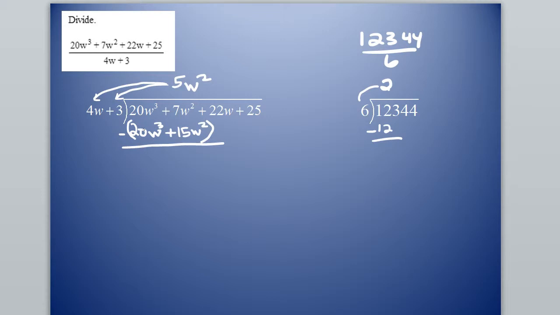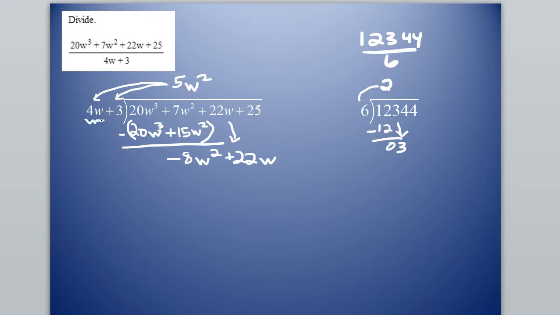And I know for sure the way I have it set up that this is going to cancel: 20w cubed minus 20w cubed. And now I have 7w squared minus 15w squared. I'll end up with a negative 8w squared. Over here I end up with 0. At this point, what I do is I drag down the 3 and I revisit the question. So now I'll drag down the 22w and I revisit the question.